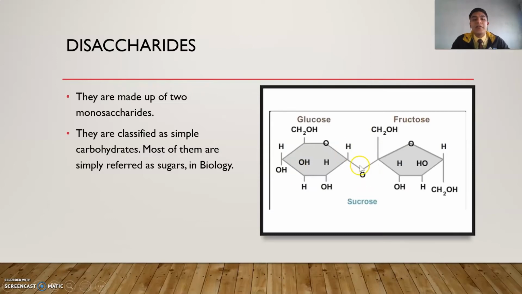Here we have an example of what a disaccharide looks like. So notice that on our left we have glucose and on our right we have fructose. So what happens when they bond together? They form something that is called sucrose, right? Which is a disaccharide. We're still talking about carbohydrates, okay?